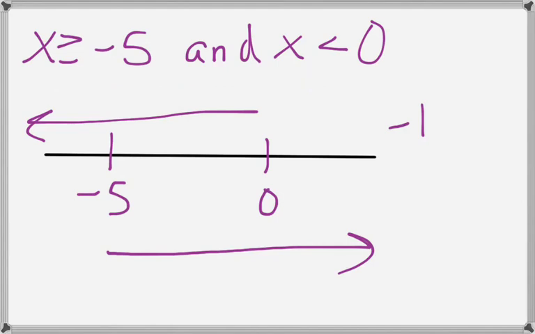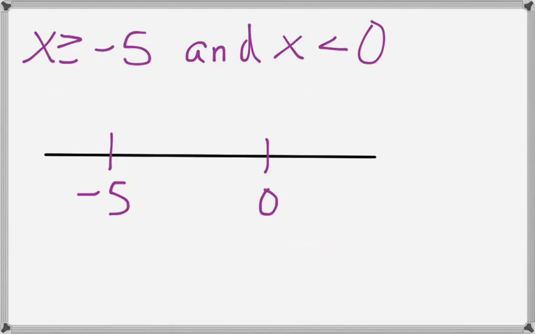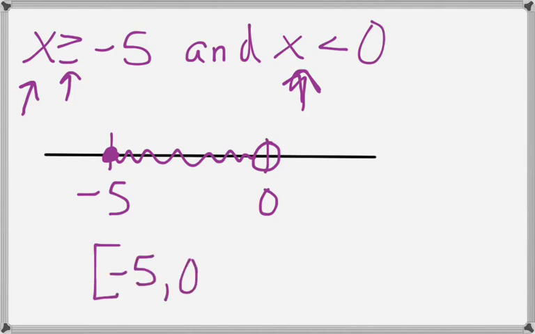So let me get rid of some of my doodles here. So to shade the solutions, 0 is not a solution because it would make this second part false, right? 0 is not less than 0. But -5 is a solution because we're allowing for equality in that first statement, and it also satisfies the second statement. -5 is less than 0. So -5 satisfies both statements, but 0 only satisfies the first one. So 0 is not a solution. -5 is, and we said everything between them is a solution. And so this is what our interval notation would look like.